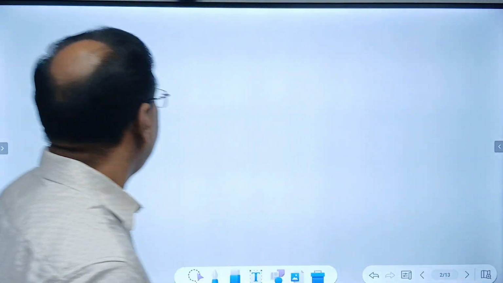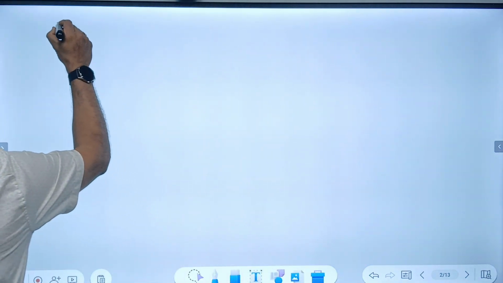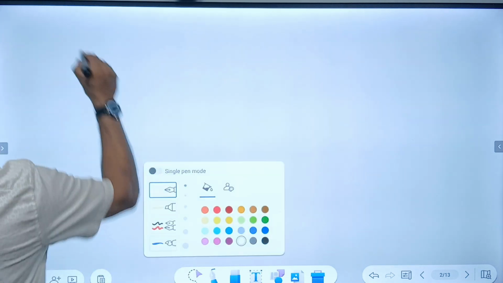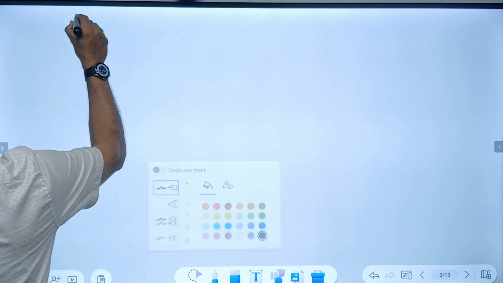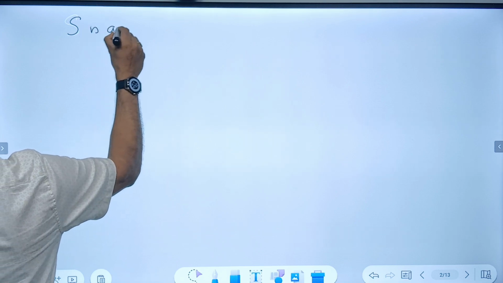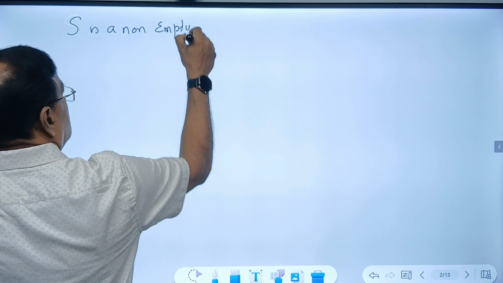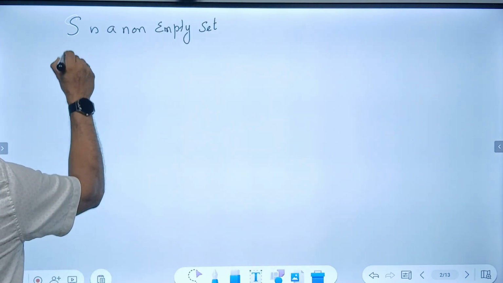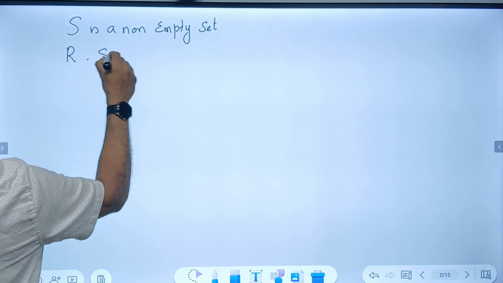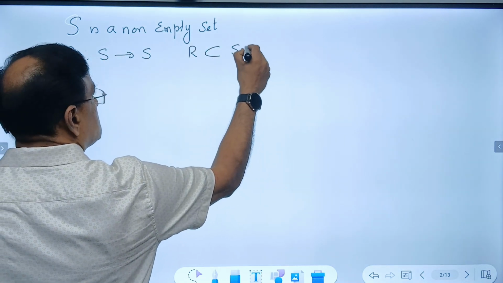Now, the first thing is, before we go, quickly I'll just introduce you once again to what a relation is. S is a non-empty set. S or A, you can call it whatever you want. And R is a relation on S. That means R is a subset of S cross S.